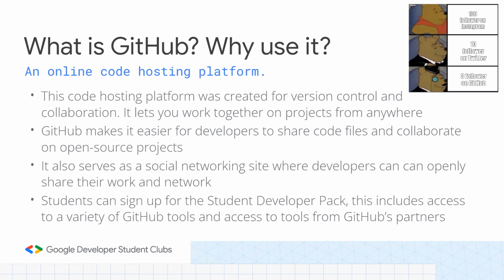If you go exploring through GitHub, you'll find a lot of projects where you can actually add a file or a comment, anything that you may find that you could suggest to another developer. It doesn't fully serve as this, but it also serves as a social networking site where developers can openly share their work and network, which is how you can comment on other people's projects.